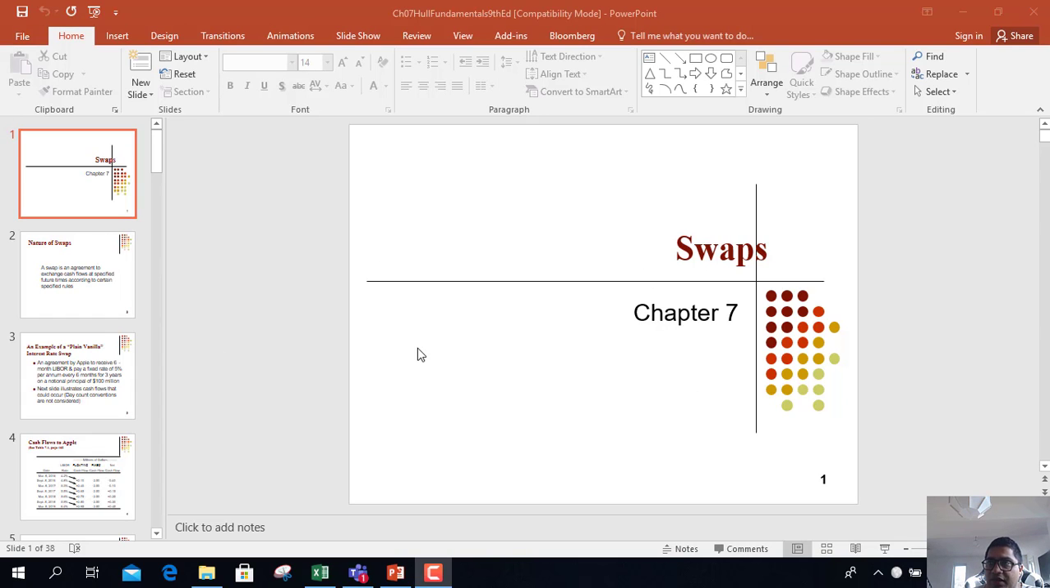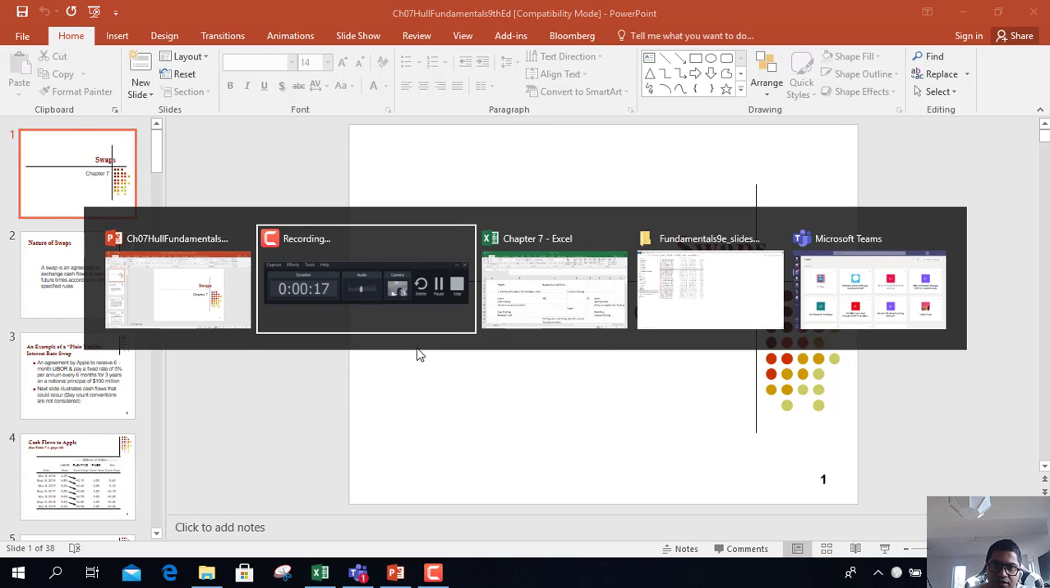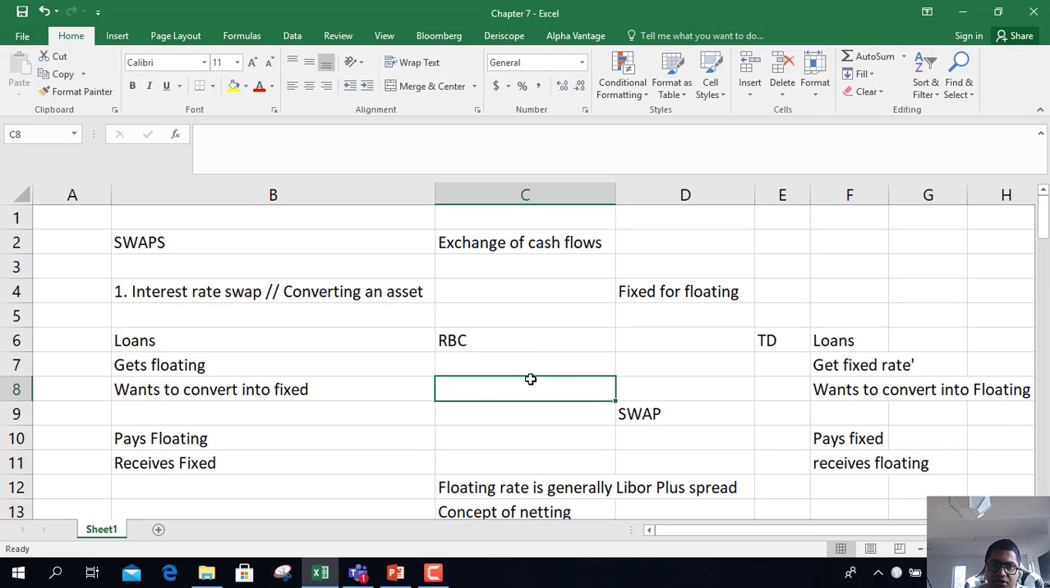Hi everyone and welcome to chapter 7. In this chapter we are going to discuss swaps. So what I'm going to do is explain all the concepts on an Excel sheet and then we'll visit the slides in PowerPoint and try to cover them. So let's go to the Excel sheet first.